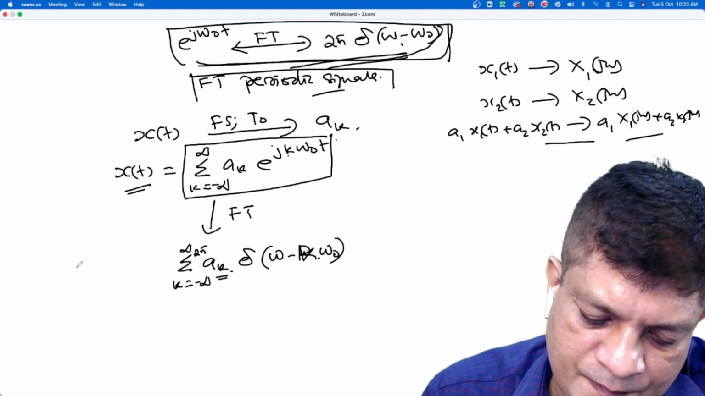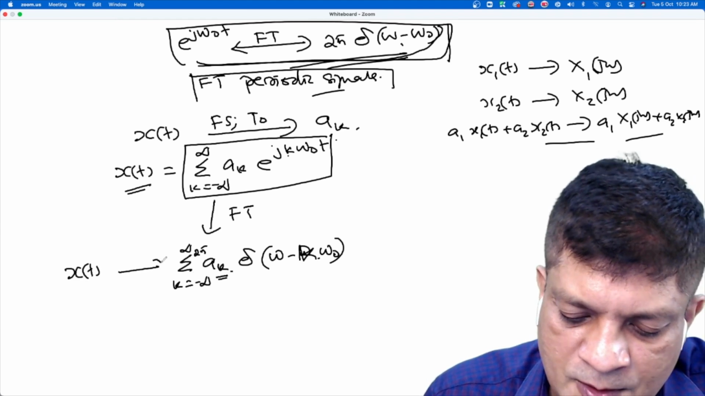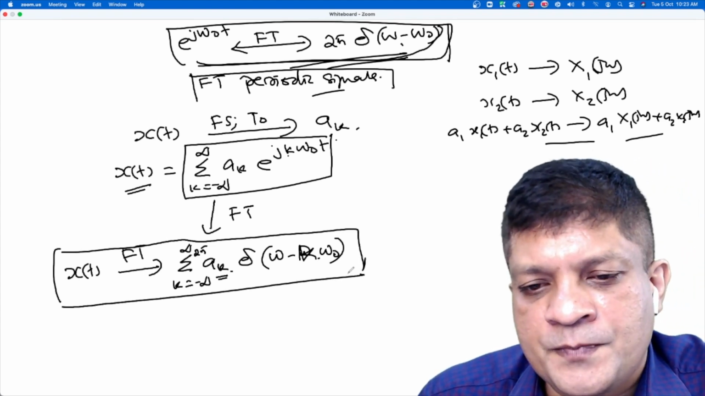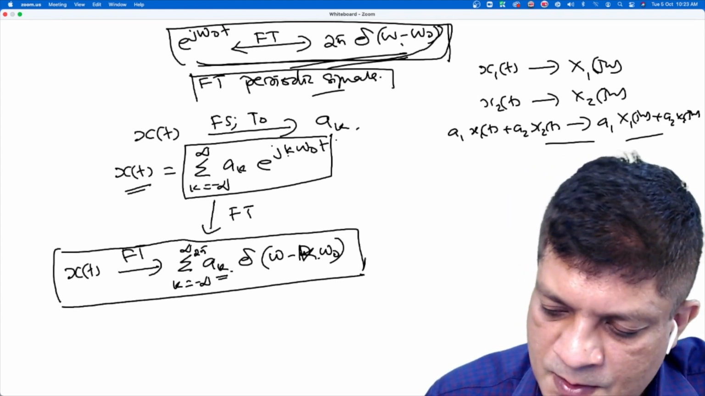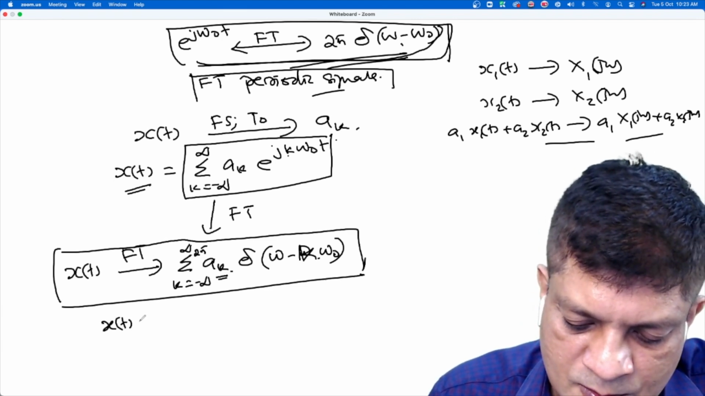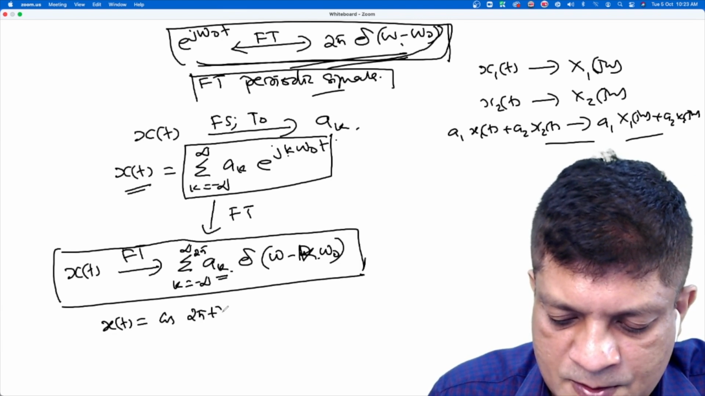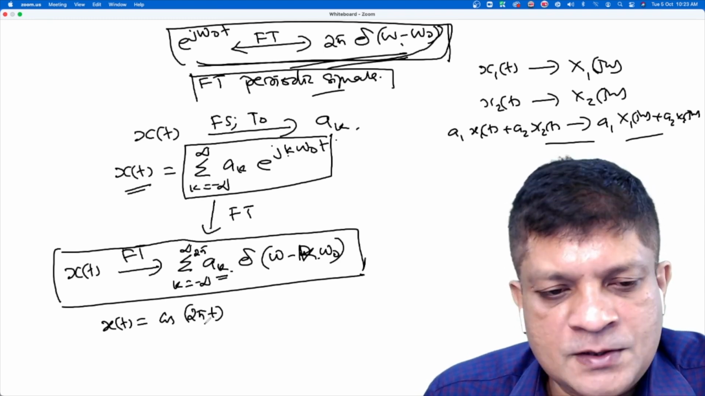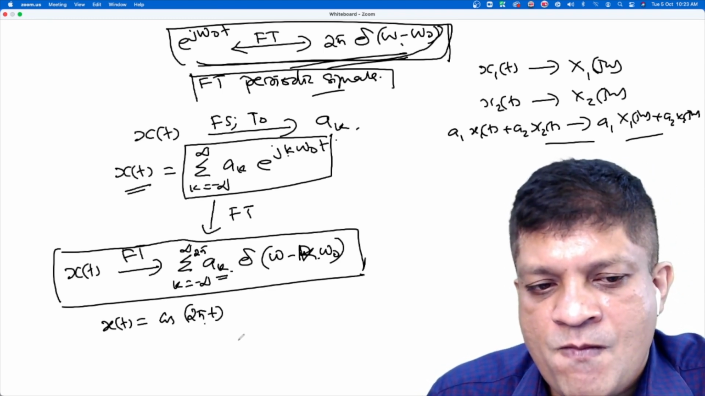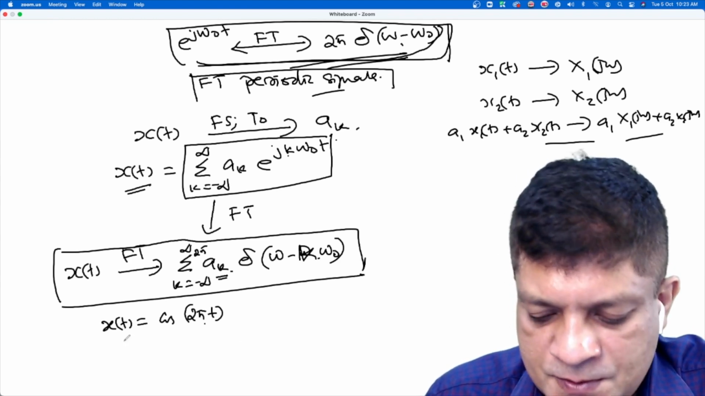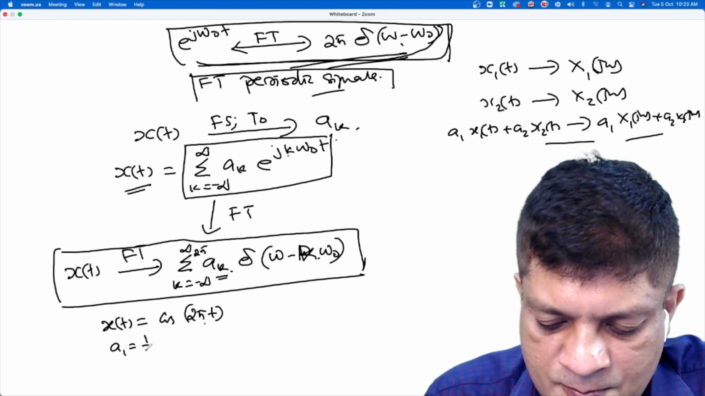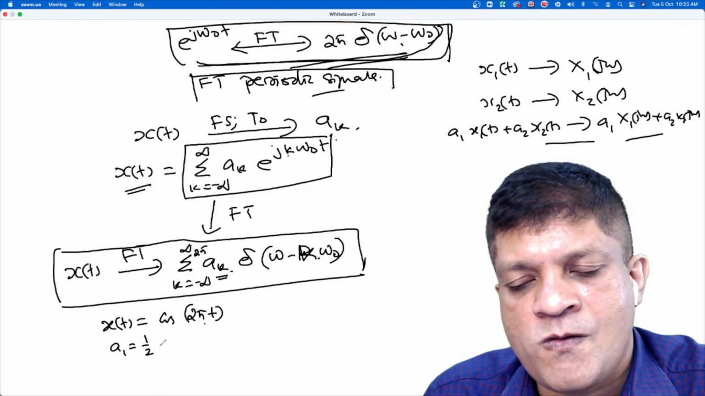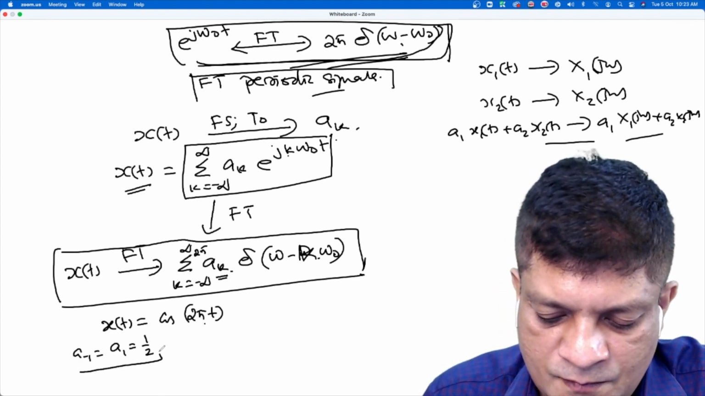So this is the Fourier transform of that periodic signal. Let us consider one example. Let's say x(t) is equal to cos 2 pi t. What is the Fourier transform of that signal? What are the Fourier series coefficients? How many non-zero Fourier series coefficients? A1 is 1 by 2. And which is the other non-zero coefficient? A minus 1. A1 and A minus 1 are 1 by 2.